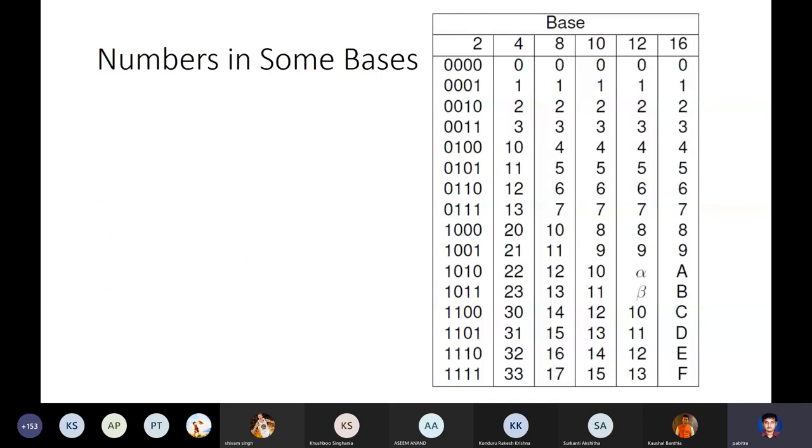Okay, so here are some representations. The bases are 4, 8, and 16. You can see 16, which is the hexadecimal, has digits from 0 to 9, and the remaining has A, B, C, D, E, F, capital. Similarly, 12 has 0 to 9, then alpha, beta, then 10, 11, 12, 13. 10 has all these things. Okay.